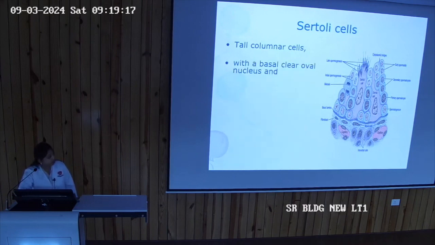The ones which are painted yellow here, these lightish brown beige colored cells. They have an ovoid nucleus and they form a junctional complex and divide this compartment into two parts. The lower compartment, where spermatogonia and primary spermatocytes are present, is the basal compartment. The upper compartment, which has the further stages of spermatogenesis, is the luminal compartment. Okay, so these are projecting towards the luminal surface.